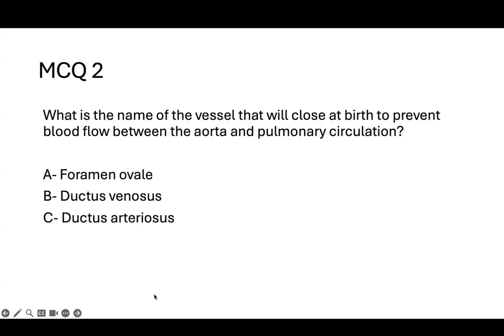Next question. What is the name of the vessel that will close at birth to prevent blood flowing between the aorta and pulmonary circulation? We've talked briefly about all of them. Any takers? Good, got a C. Brilliant. That is correct. Well done, Noor.